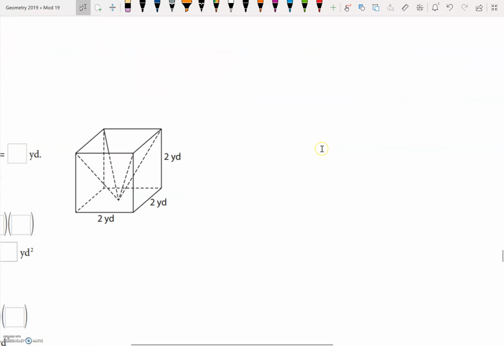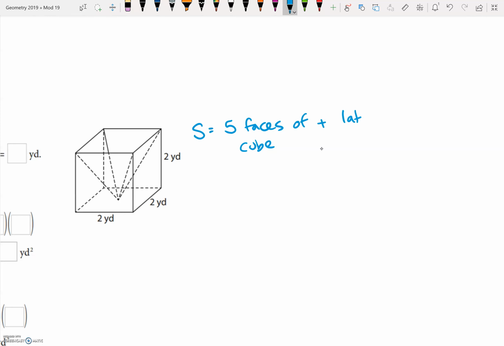Okay, so our next one here is a cube with a pyramid taken out of it. So we have a total of 5 faces of our cube. So our surface area is 5 faces. I would say it'd be 6 faces, but this part is being taken out. So 5 faces of cube, plus we have all of the lateral faces of the pyramid.